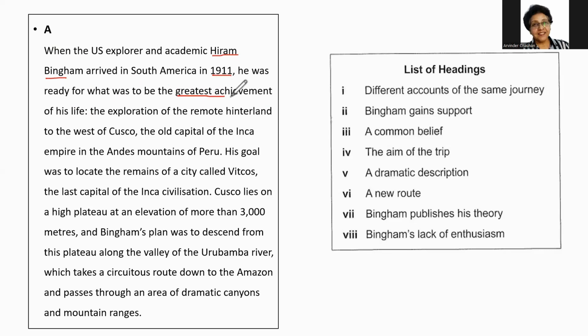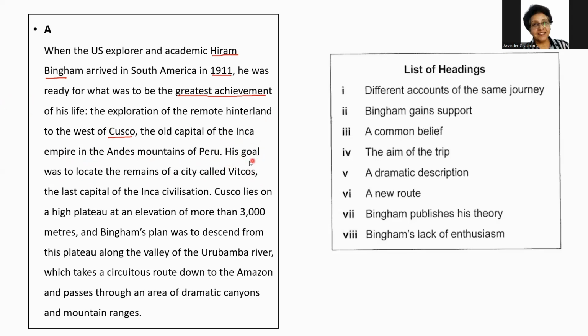And this was to be the greatest achievement of his life, right? Okay. And further, it says the exploration of the remote hinterland of the West Cusco. So all of the nouns, any kind of numbers and dates will be my keywords. And here he talks about the old capital of the Inca Empire in the Andes mountain of Peru. His goal was to locate the remains of a city called Vitcos. So here he talks about his goal.